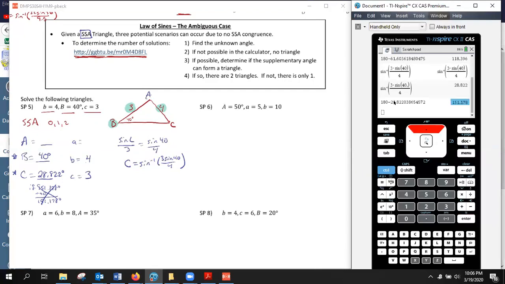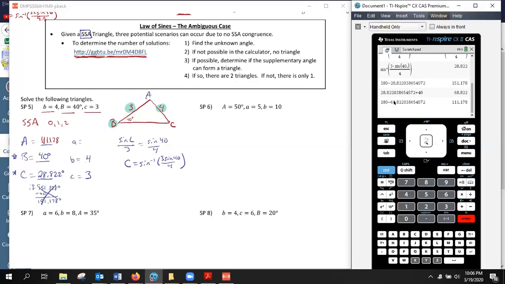So I'm going to go back up to my calculator and say, okay, I know angle C is 28.822 degrees. If I add that to 40 degrees, and I take 180 and subtract that value, that leads me to see that, I'm going to do this in a different color now, angle A is 111.178 degrees.